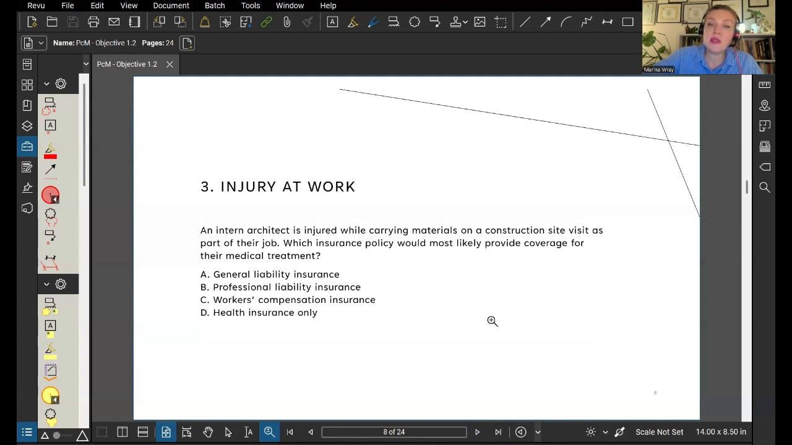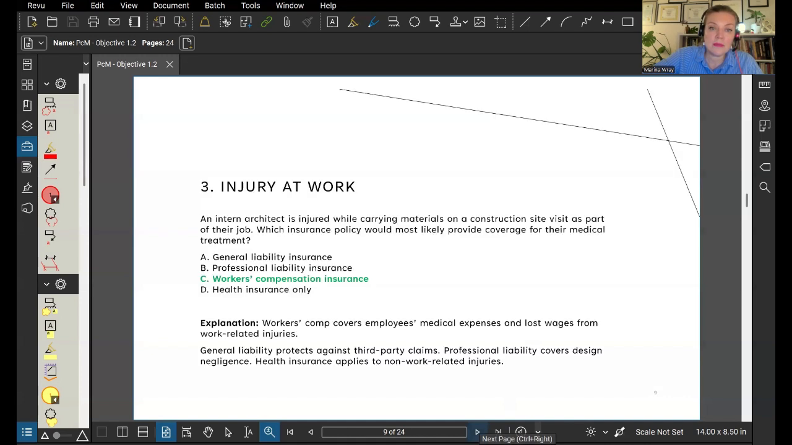Question number 3 is about the injury at work. An intern architect is injured while carrying materials on a construction site visit as a part of their job. Which insurance policy would most likely provide coverage for their medical treatment? A. General liability insurance. B. Professional liability insurance. C. Workers' compensation insurance. Or D. Health insurance only. So the correct answer is C.